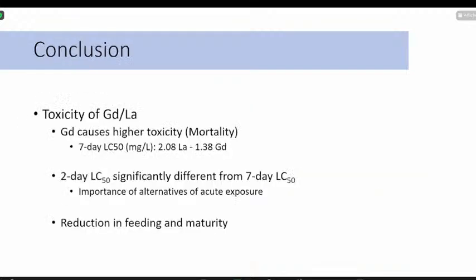So then as a conclusion, we see that gadolinium seems to have a higher toxicity than lanthanum. So this was assumed because we had a lower LC50, which means higher toxicity. And then we also saw that from the standard test, we got the 48 hours LC50, which was significantly higher than the one we obtained for 7 days, which is interesting if we think that the 48 hours is the one that we use for the risk assessment. And then also we saw that there was some reduction in feeding and maturity on the daphnids, which is interesting to see in such a short period of time, which was 7 days.